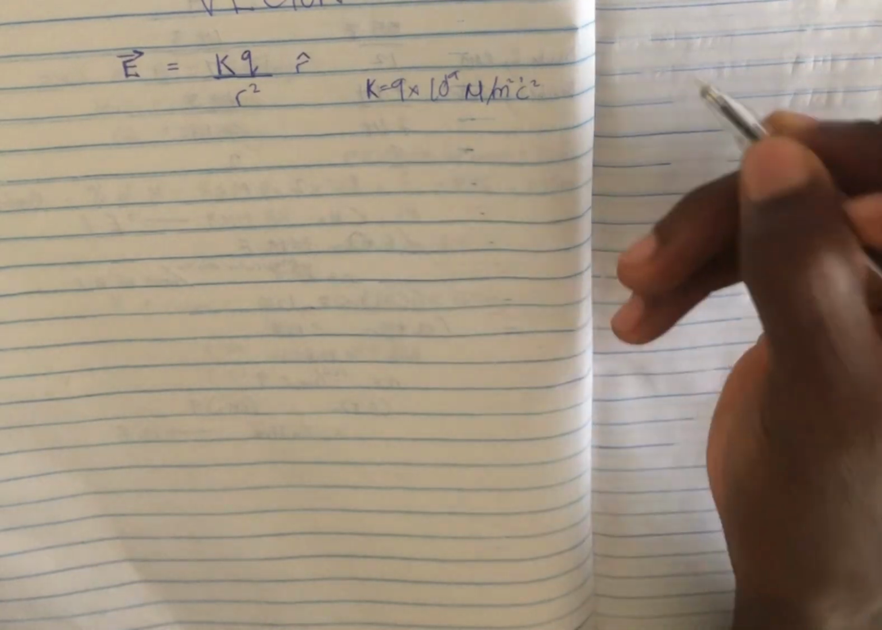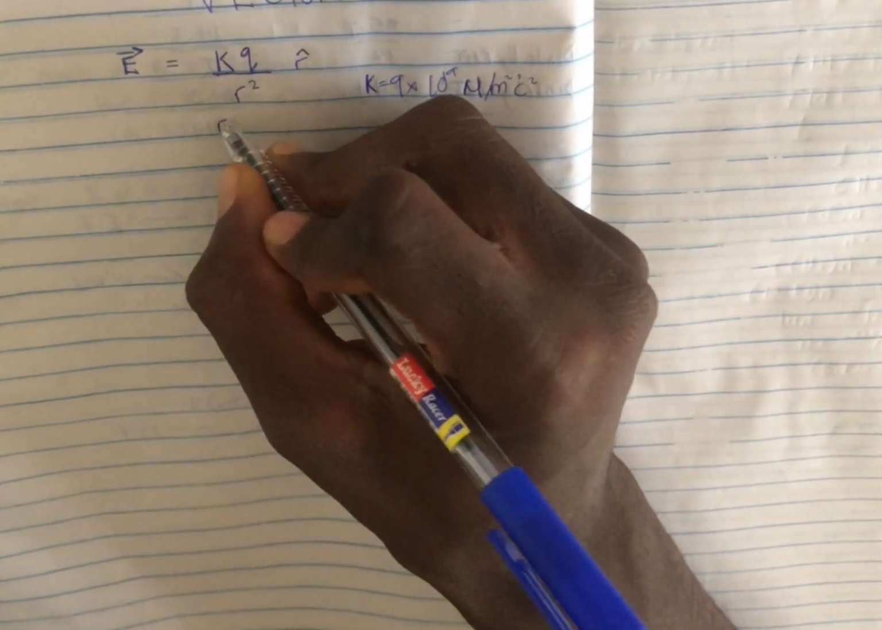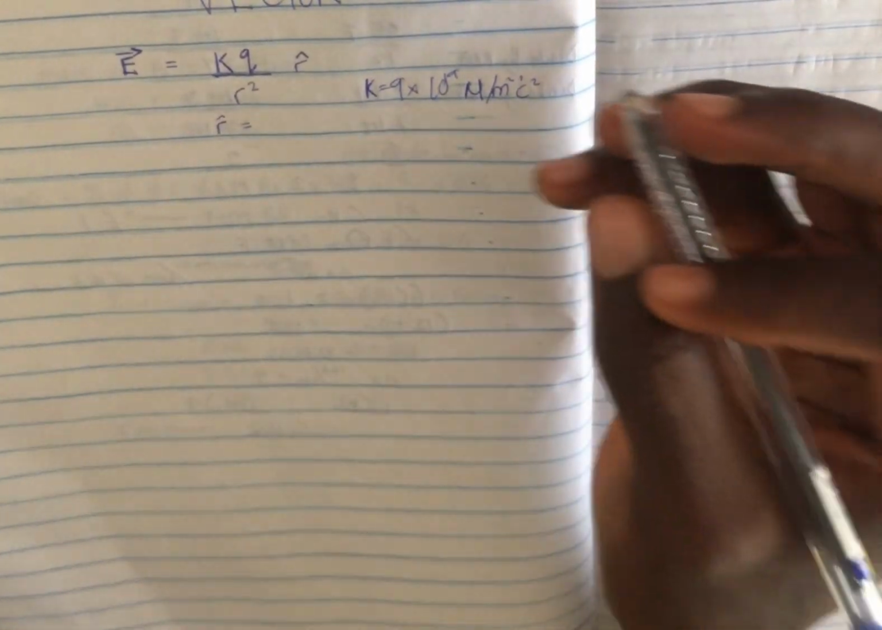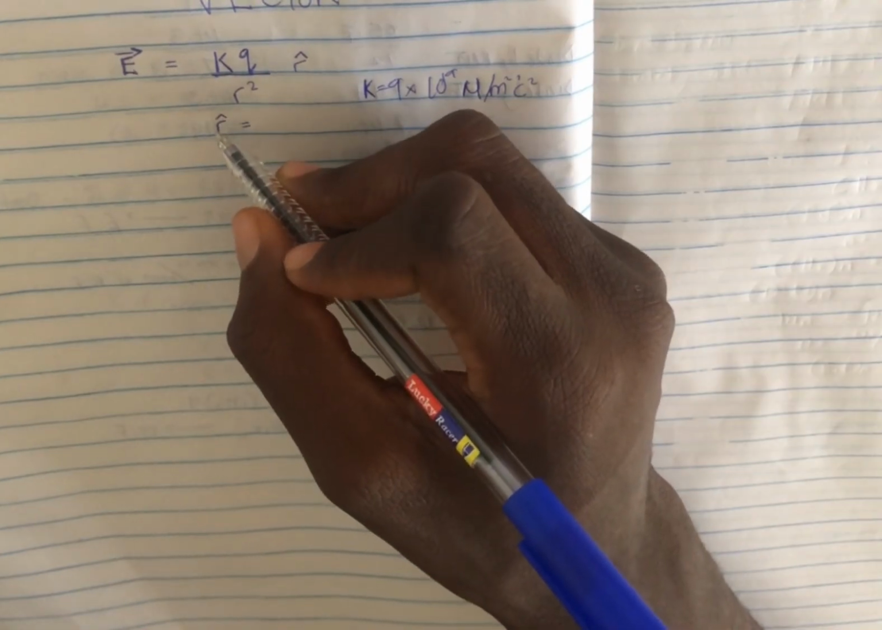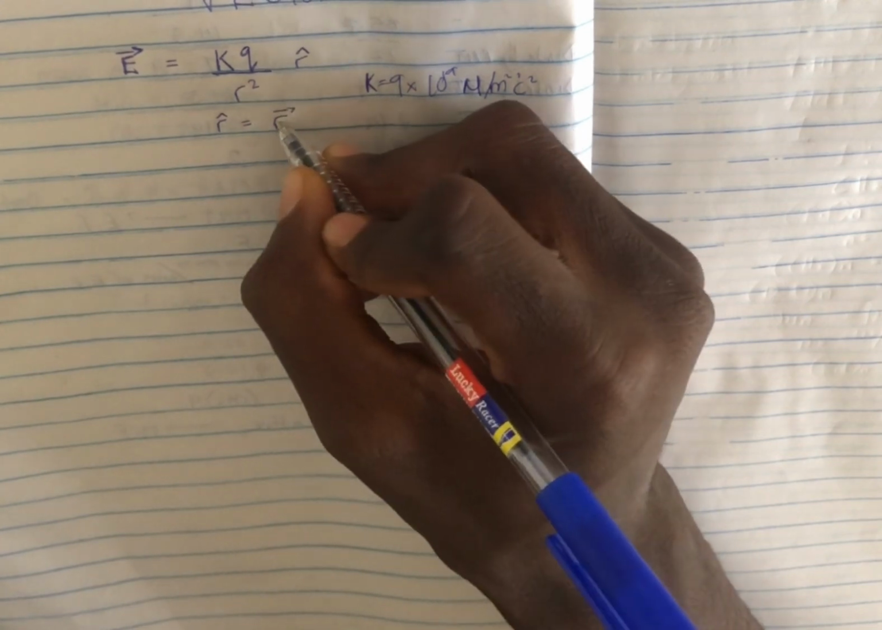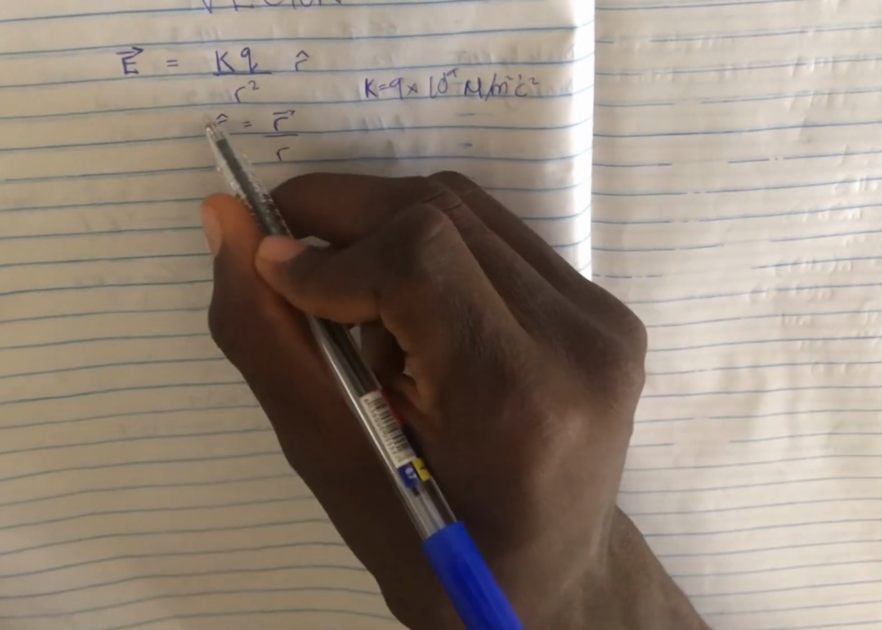That is the value for K. Then our r hat has a special formula. This r hat is called a unit vector. The magnitude of a unit vector is just 1. To find r hat in our equation, you should know that r hat is the r vector divided by the magnitude of r. Let me explain these r hats for you.